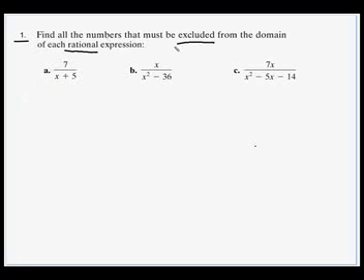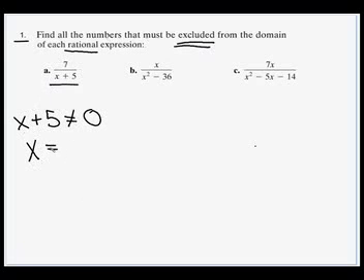So to find out what numbers to exclude, I'm going to concentrate just on the denominator and set that denominator not equal to 0. And to solve for x, of course, I would subtract 5 from each side. So in our first one here, letter A, the domain is all real numbers except x equals -5.